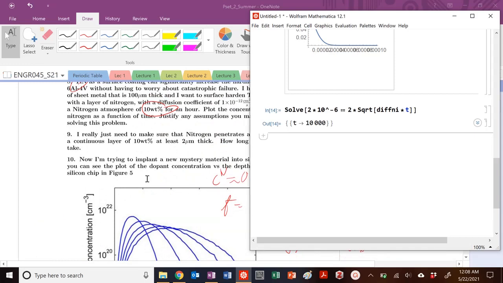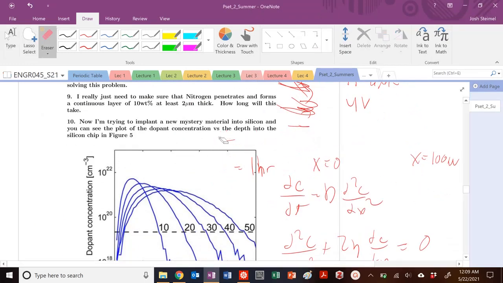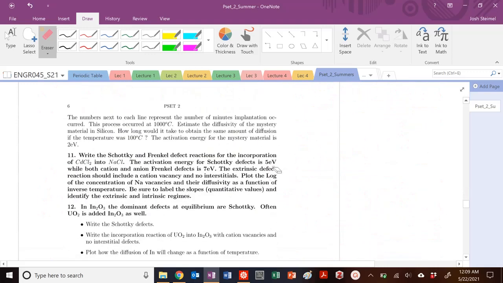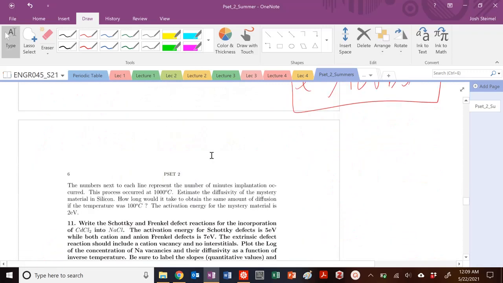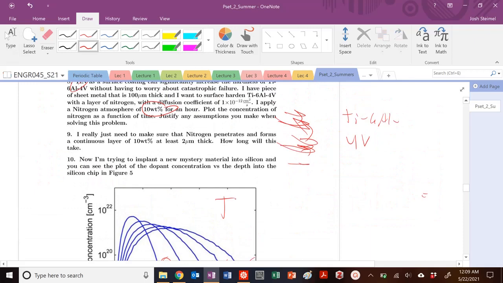Great. Now, problem 10. I'm trying to implant a new mystery material into silicon, and you can see a plot of the dopant concentration versus depth into the silicon chip in my figure 5 right here below. We're also told that the time is in minutes, so each of these curves is labeled in minutes. We're also told that this process occurred at 1000 C, so temperature equals 1000 degrees C.